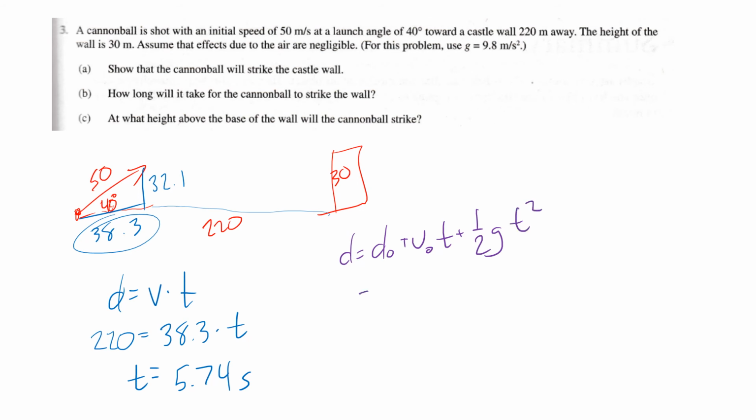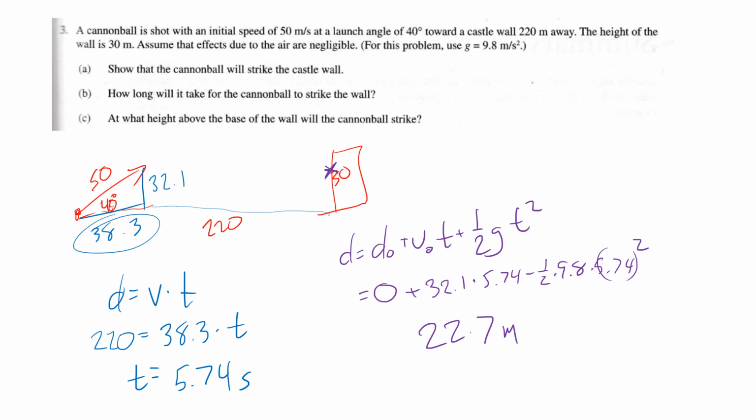Okay, plugging these in here, we get 0 because we're starting on the ground, plus v0 is going to be 32.1 times 5.74 minus, because gravity is going to be pulling it down, 1/2 times 9.8 times t, which is 5.74, squared. Type all that in your calculator, you get 22.7. What does that mean? It means that it's going to be at height 22.7, which is on the wall. Ta-da! So there's part A.